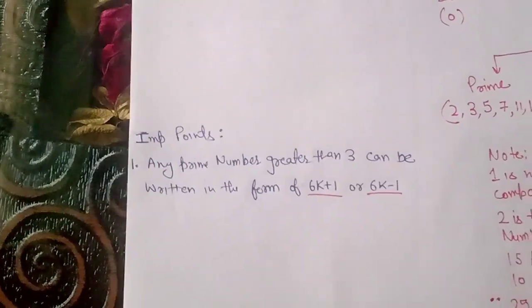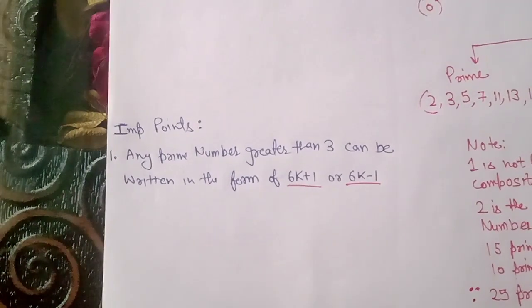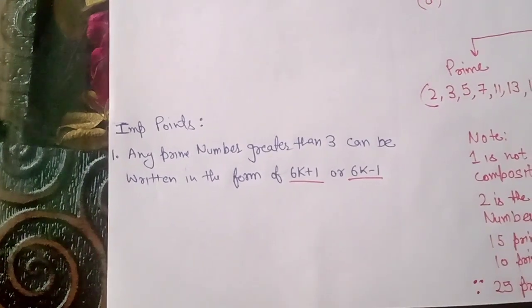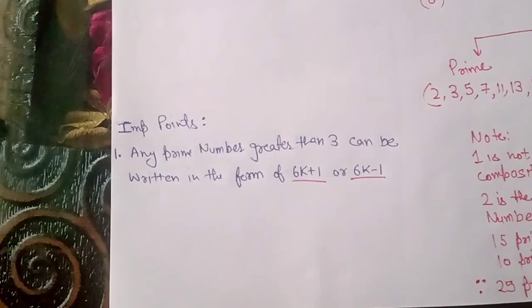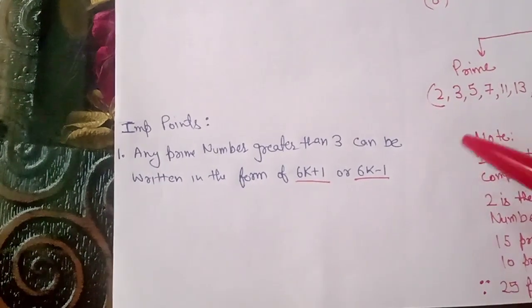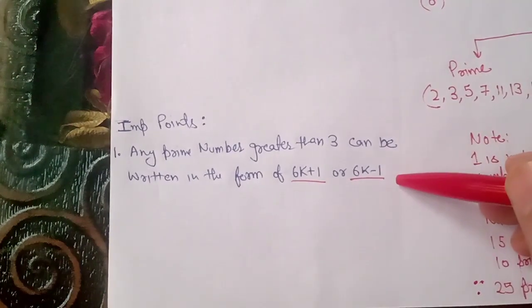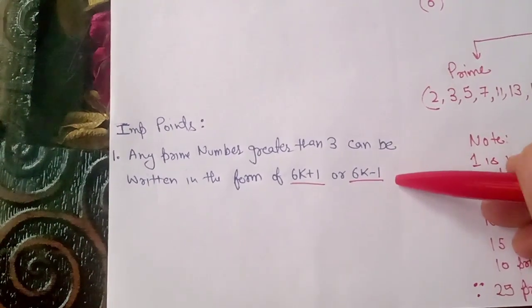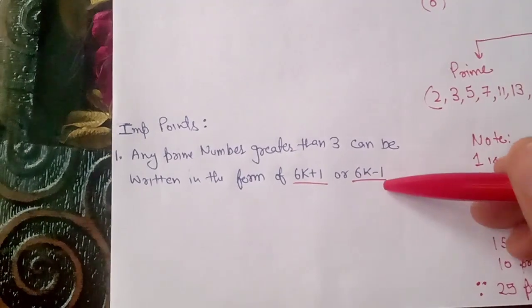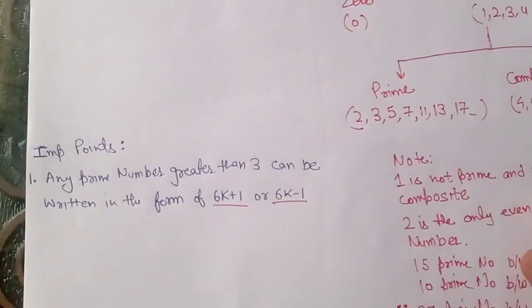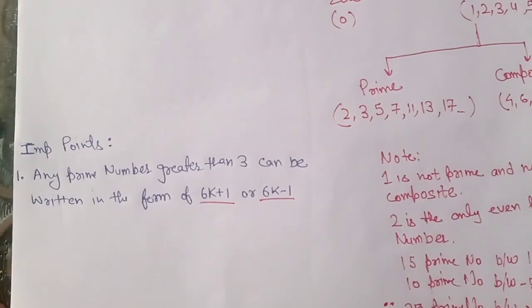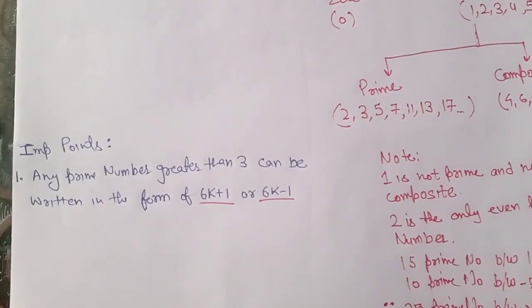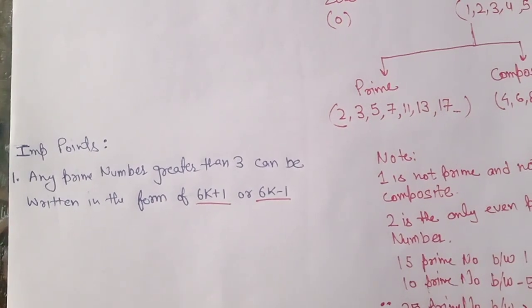And this is a very important point. Many questions are asked on the basis of this. This can be used to solve multiple questions in competitive exams. Any prime number which is greater than 3 can be written in the form of 6k plus 1 and 6k minus 1. For example, you have 17, that can be written as 6 into 3 minus 1. So k can be any integer.